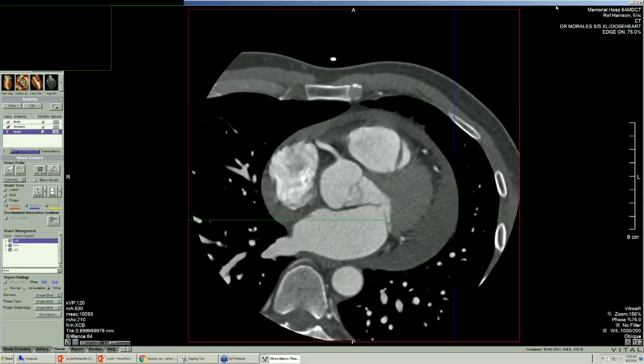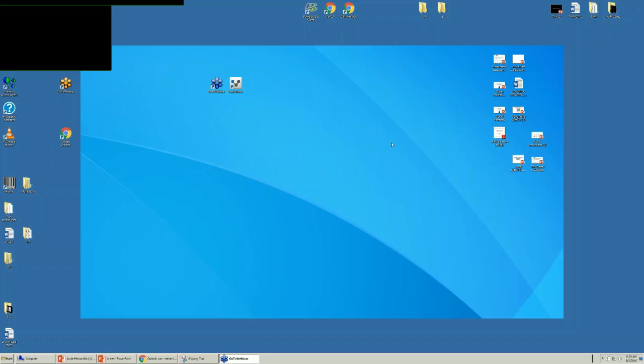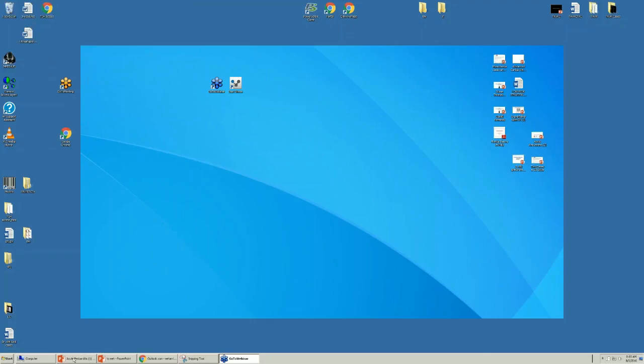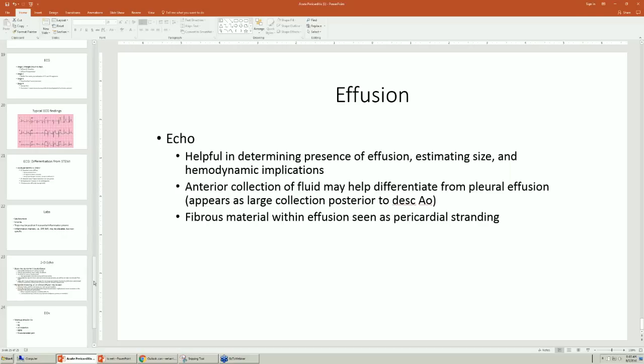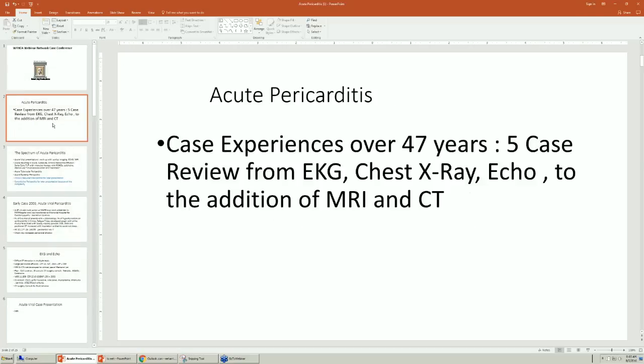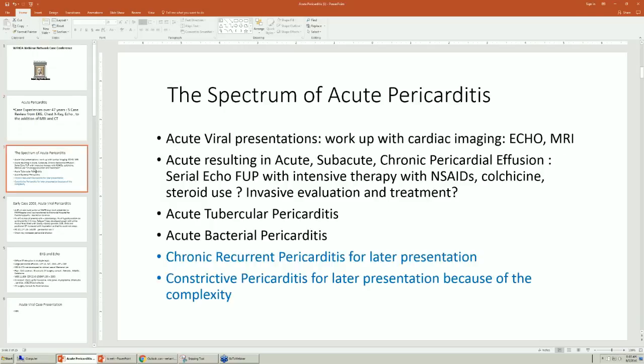So in conclusion, acute pericarditis has a pretty obvious presentation. The spectrum of disease can be acute viral is the most common. We showed acute, subacute. We showed chronic pericardial effusion associated with that. The treatment, NSAIDs, colchicine, steroid use is questionable. Invasive evaluation if needed in terms of removing the fluid, creating a window, or putting a needle in with CT guidance. We talked about acute tubercular, which is very rare.